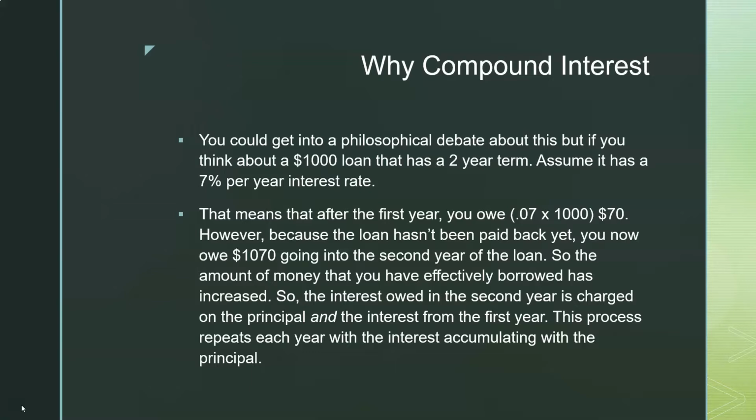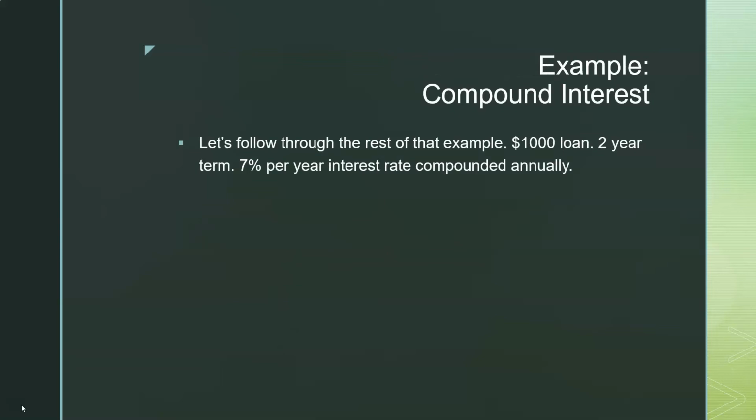So the interest owed in the second year is charged on the principal and the interest from the first year. This process repeats each year with the interest accumulating with the principal. Let's follow through on the rest of that example with the $1,000 loan and the 2-year term with 7% interest rate compounded annually. First, we'll calculate the amount owed after 1 year.